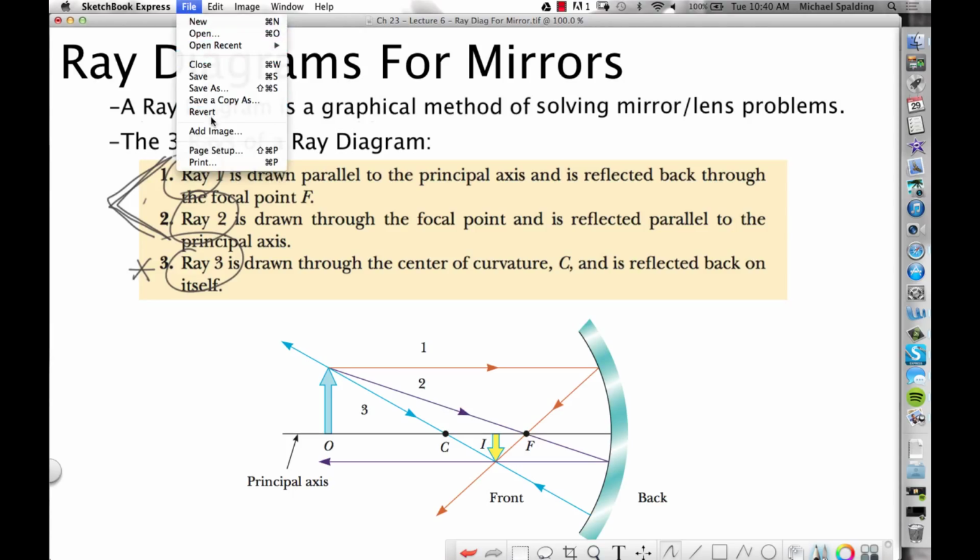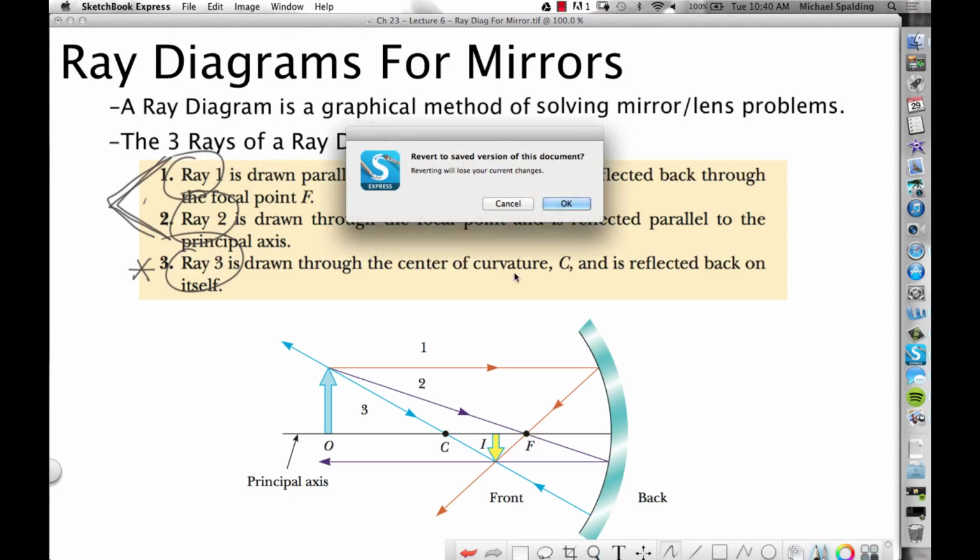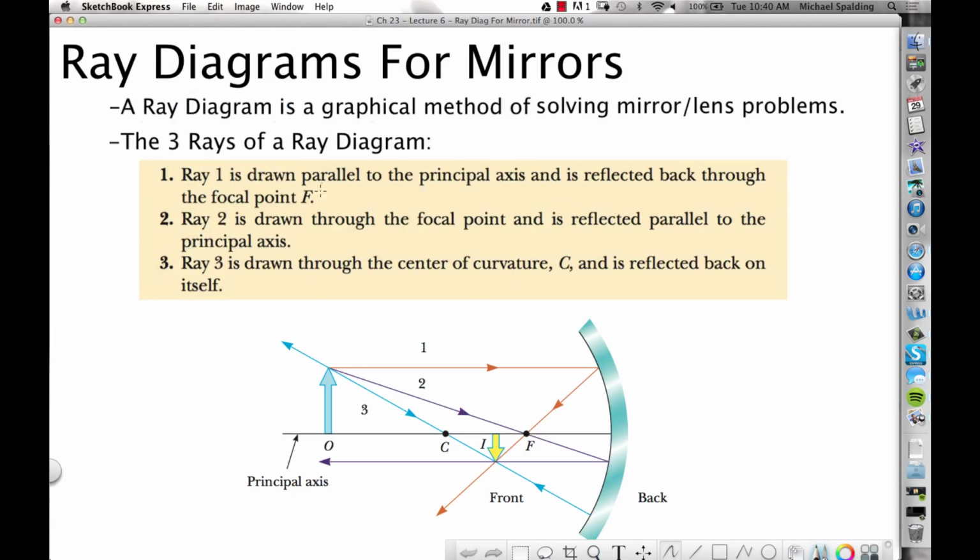Okay, so ray number 1. Let's clear this up. Ray number 1 goes parallel to the principal axis, reflected back through the focal point. Now, to help you remember this, I like making things easy. Just remember this: it goes parallel, then focal point. Parallel, focal point.